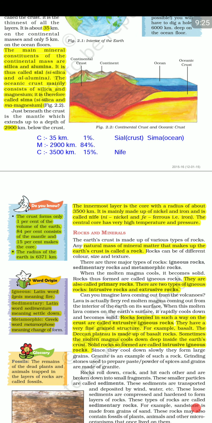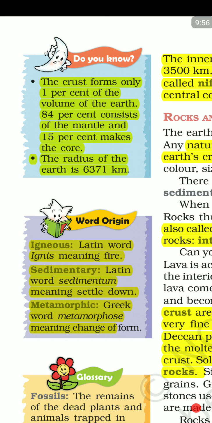Very interestingly, in rocks and minerals, if we come to the word origins here, it was very interesting to know that the word igneous has come from the Latin word ignis, which in turn has come from the Sanskrit word agni. So agni means fire. Sedimentary has come from the Latin word sedimentum, meaning settle down, which in turn has come from the Sanskrit word siddhati. Siddhati means to settle down, right?